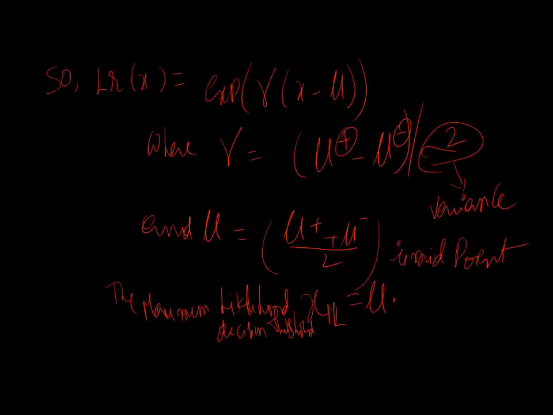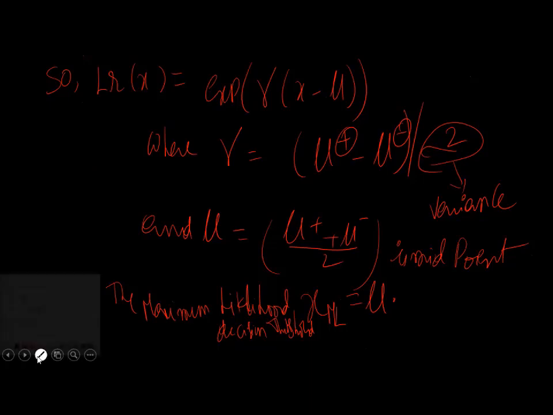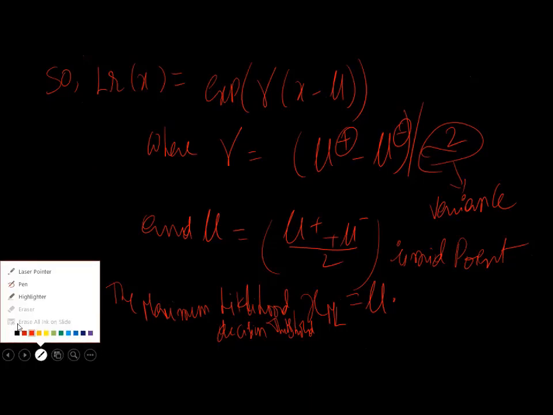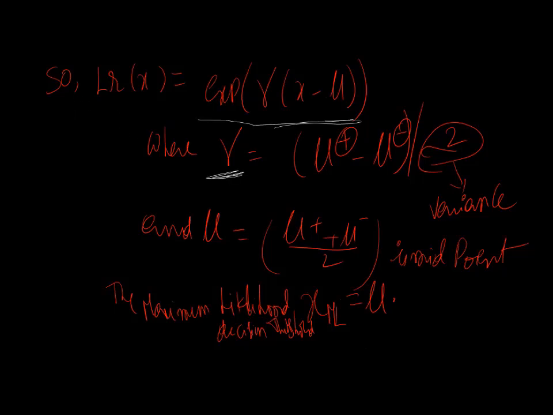The final LR of x can be written as (mu positive minus mu negative) by rho square. Rho square is nothing but the variance.